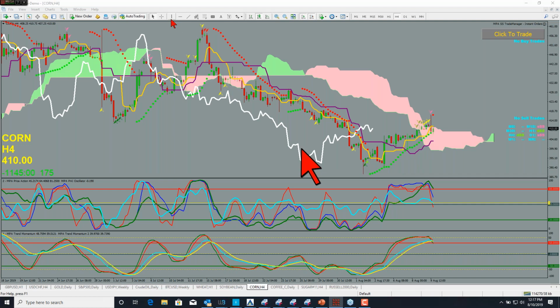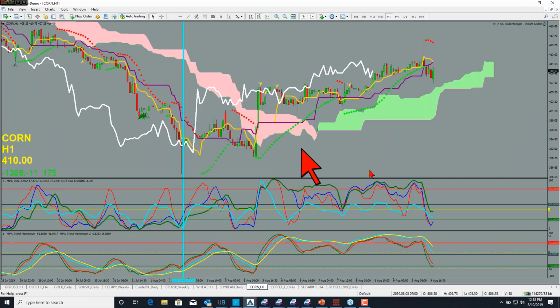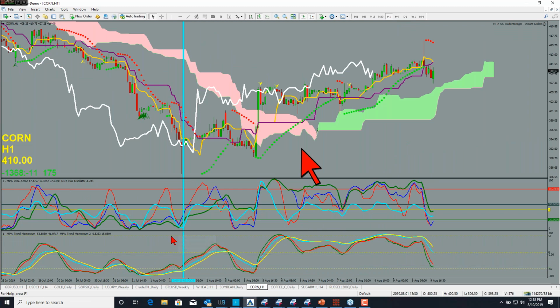So I could do this all day long, not selectively picking any particular one, but notice the 4-hour had a hook and a cross, PAI hook, trend momentum cross. And once the 4-hour hooked and crossed, what did it mean? The 1-hour was going to go towards overbought. What did the 1-hour do? The 1-hour went from oversold towards overbought, then started to slingshot higher, higher, and higher. That is the process that we expect.